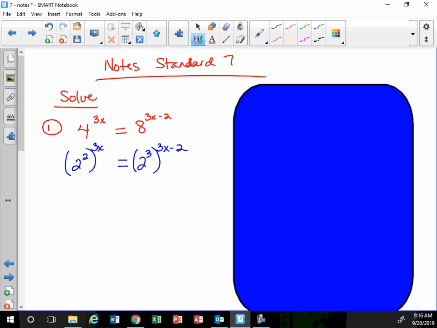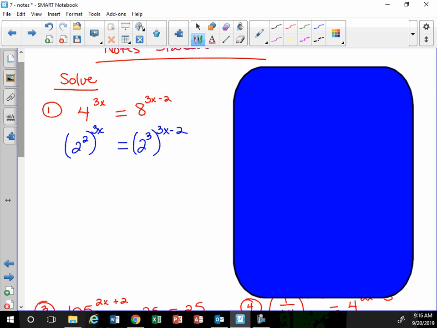You with me there? Okay, now you just have to use your exponent rules. When I have a power to a power, what am I doing? So the left side, are we okay with that's 2 to the 6x? And what would the right side be? 2 to the what? 9x minus 6. Good, you have to distribute it.